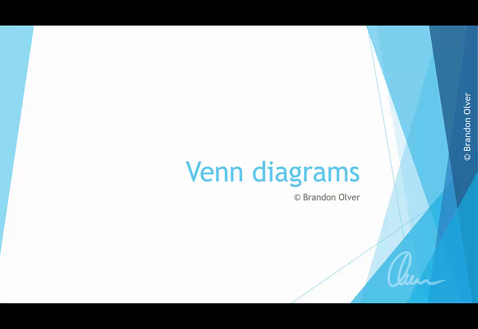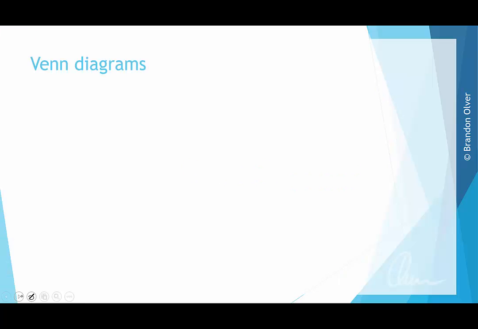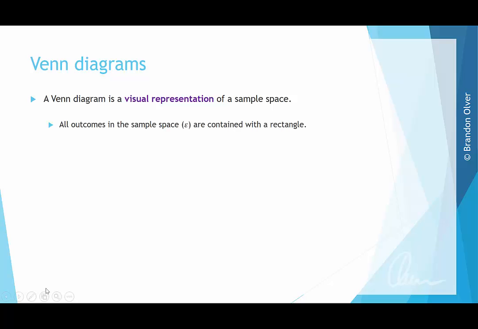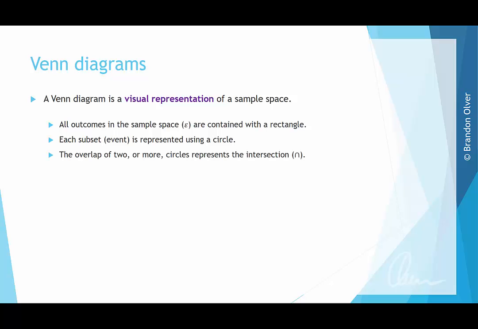In this video, we'll be looking at Venn diagrams. A Venn diagram is a visual representation of a sample space. All outcomes in the sample space are in the universal set, and these are contained within a rectangle. Each subset or event is represented using a circle. The overlap of two or more circles represents the intersection between them.